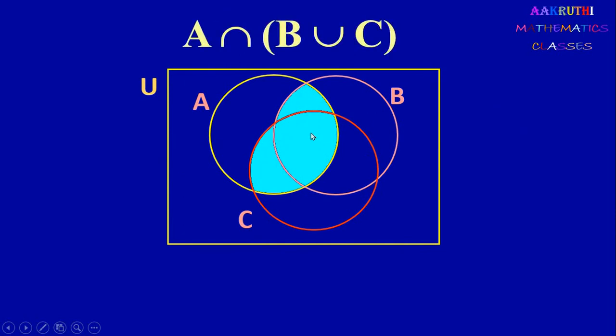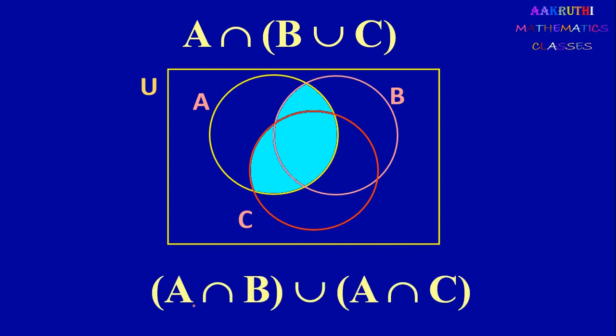So next, this part is A intersection B union C. Now first you take B union C. B union C means all the elements from set B and all the elements from set C, we get all this part. So it is B union C. Now you take the common region from A also. Common region A means it should belong to set A also. So therefore it is B union C intersection A. This part is A intersection B union C.